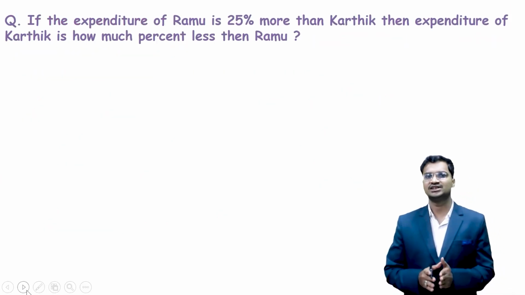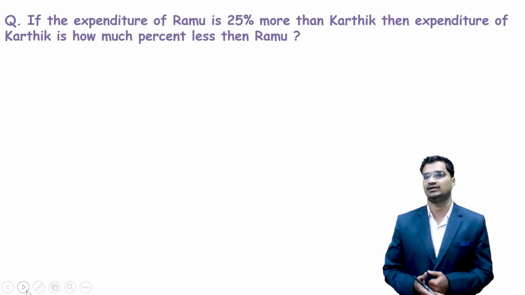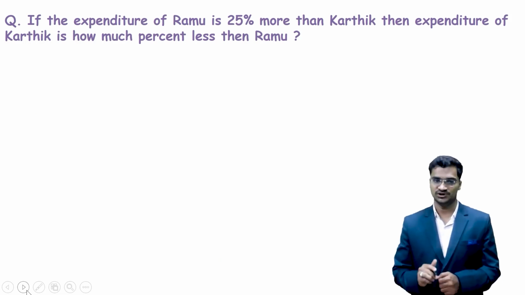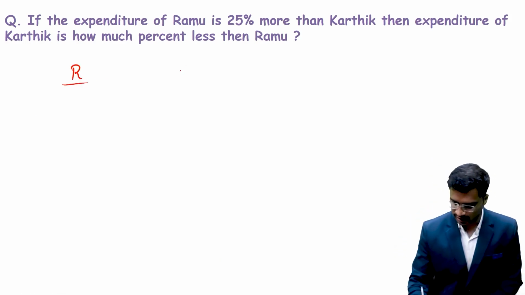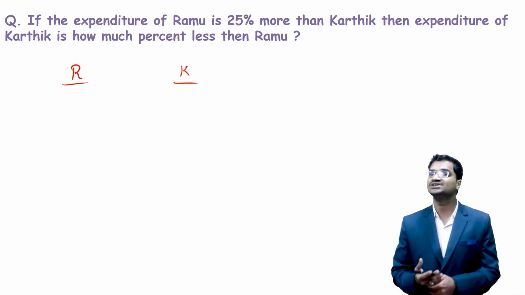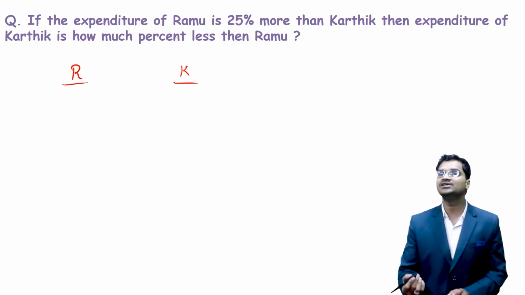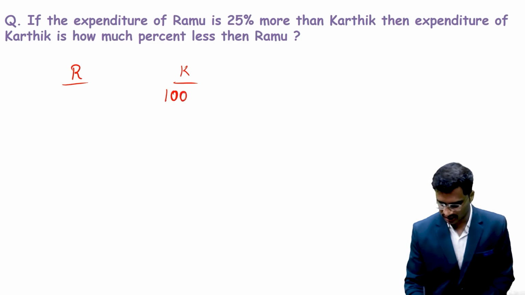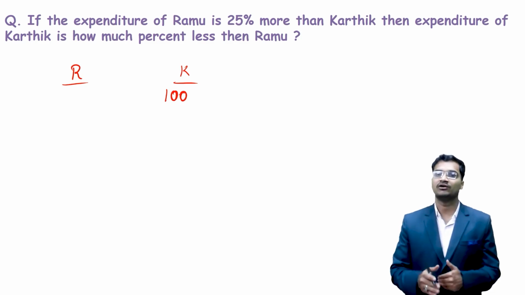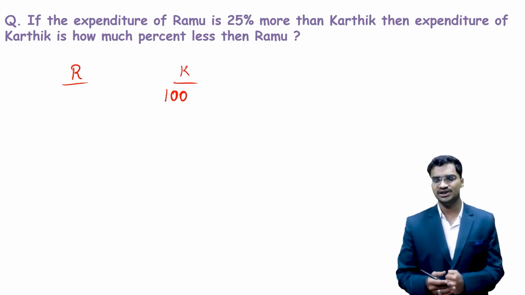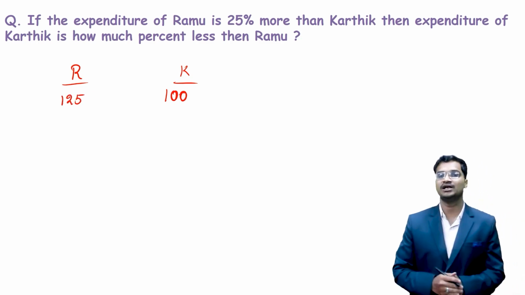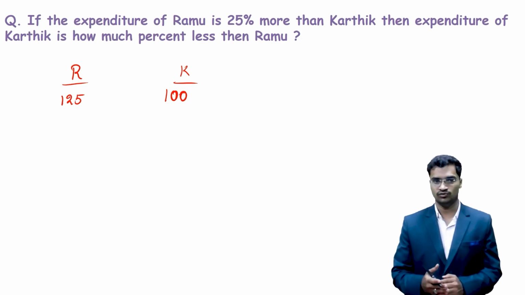Now next question. If the expenditure of Ramu is 25% more than Karthik, then the expenditure of Karthik is how much percentage less than Ramu? So here there are two persons, Ramu and Karthik. Let us assume the expenditure of Karthik is 100. That is, Karthik is spending 100 rupees. Then Ramu is spending 25% more than Karthik, which means 25 rupees more, so Ramu is spending 125.